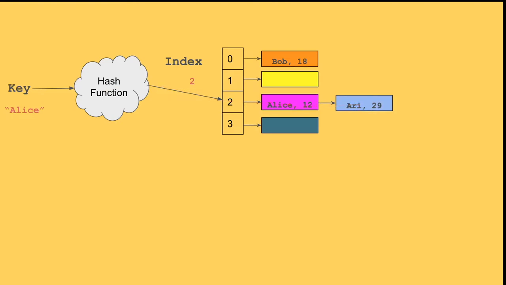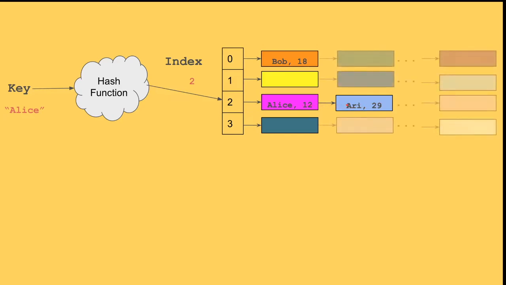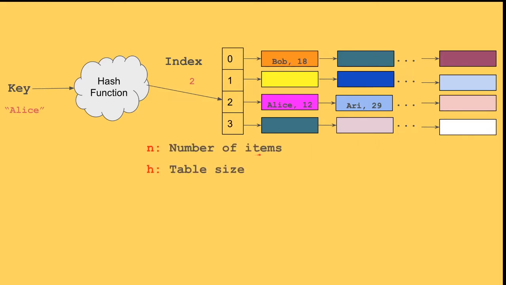If I have 2 items, I can put them inside the list. It can be a linked list. And basically, after finding the index, I have to look inside the linked list and find if it was Alice or Ari. So basically, a hash table is a table followed by multiple linked lists. Now, if I have a total of n items in my hash table, and my table size is h, the total number of items in each linked list is on average n over h.